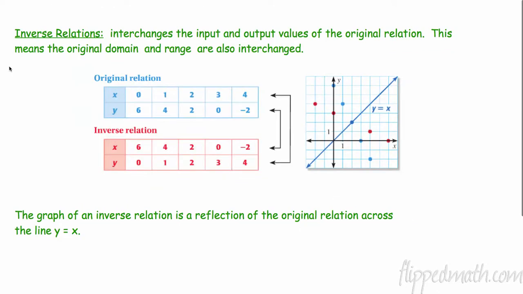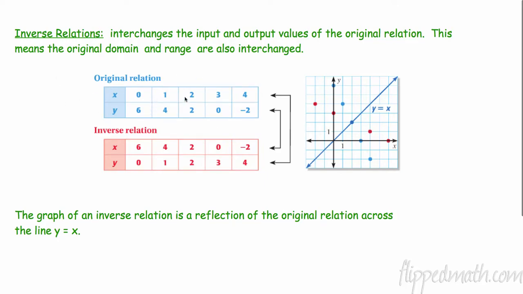Alright, so let's take a look over here. So an inverse relation interchanges the input and output values of the original relation. So we take our x's and we make them our y's. We take our y's and we make them our x's. This means the original domain and range are also interchanged. So here's our original function.